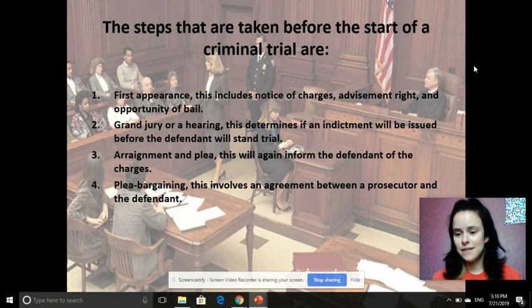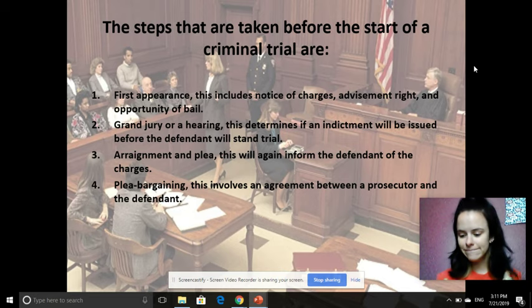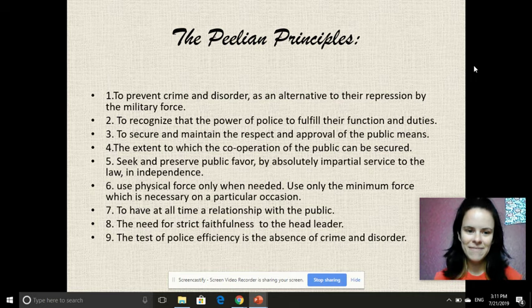The steps that are taken before the criminal trial. We have the first appearance, the grand jury or hearing, the argument and plea, and then the plea bargain. Yeah, it's pretty interesting.